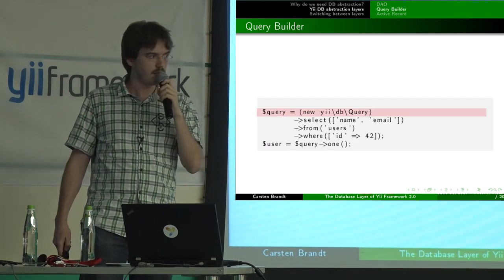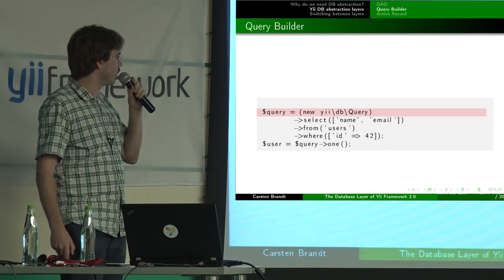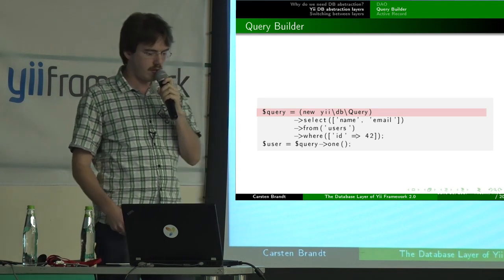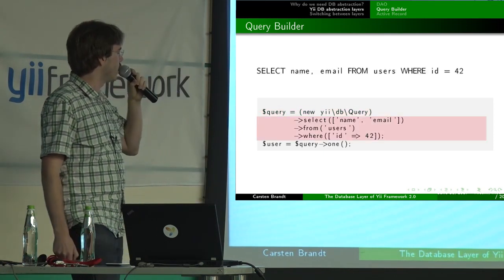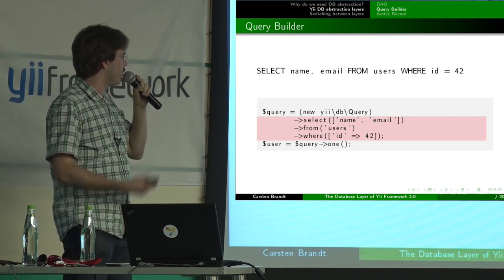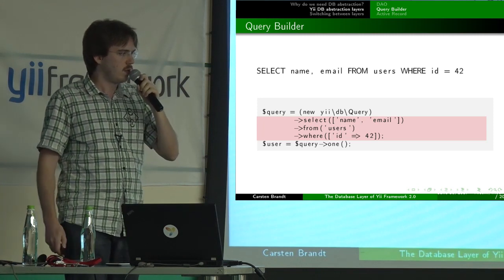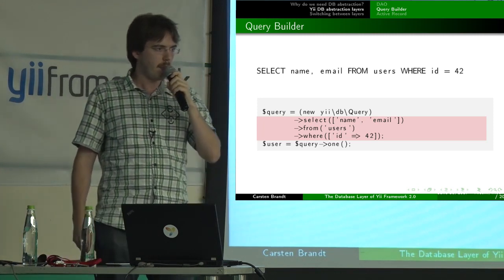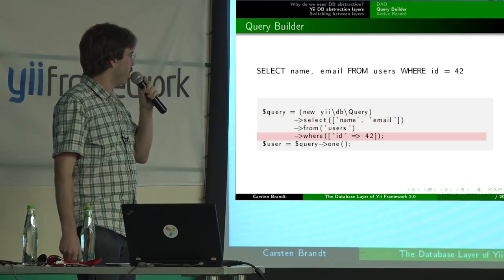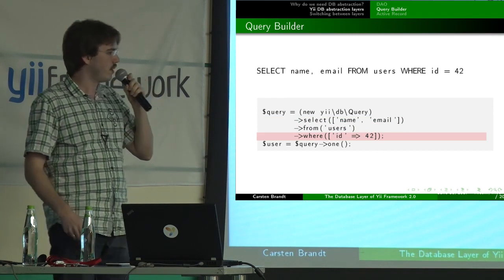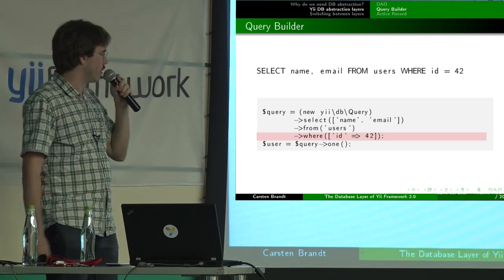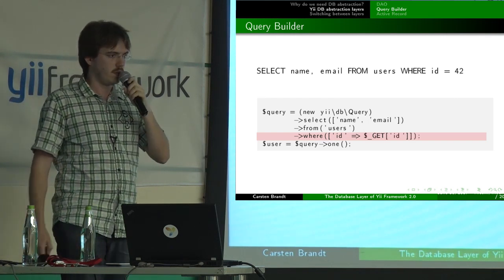So the next level is the query builder. Query builder is to use PHP methods to build an SQL query. It's pretty straightforward. If you have a query, for example, select the name, email from users where the ID is 42, we just write it in PHP methods to make this code database independent and also more secure. As you see here in the where condition, we have the ID, and Yii will automatically do the escaping for us, so we can safely pass user input in this case.